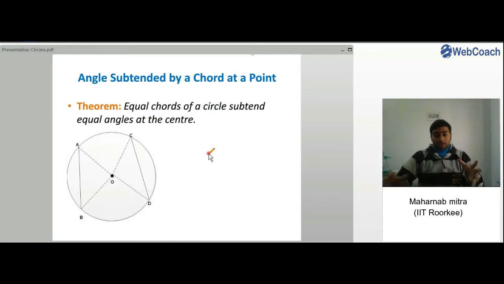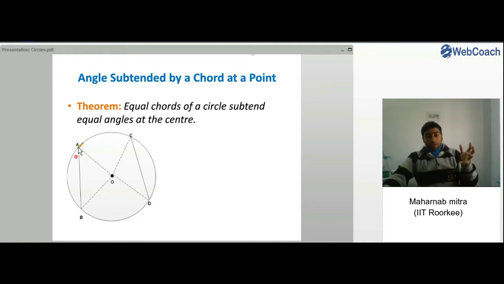So here is one of them. It is stated as a theorem: equal chords of a circle subtend equal angles at the center. Consider AB and CD as equal chords. There can be many different varieties of chords of a circle. The smallest chord will be nearer to the periphery of the circle, and the biggest chord is actually the diameter.